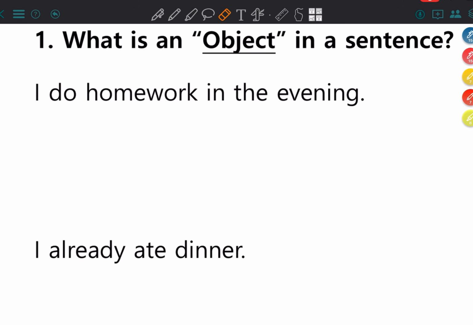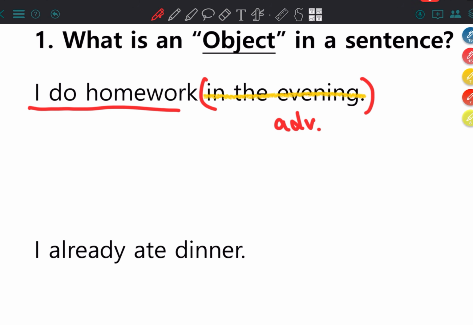Now we already identified the object in this sentence, so I think we can easily do it here. So I'm going to translate each sentence in Korean, but since we're only going to focus on the objects in a sentence, please don't worry if you don't understand certain words that are translated in the sentence. So I do homework. So this is an adverb, guys. This is an adverb that marks the time, right? So for now, we can just disregard it.